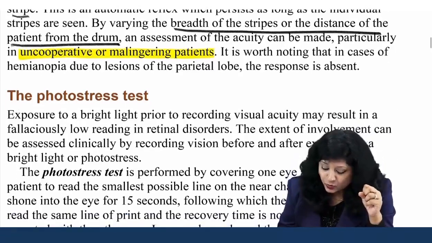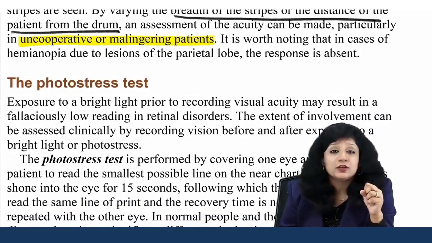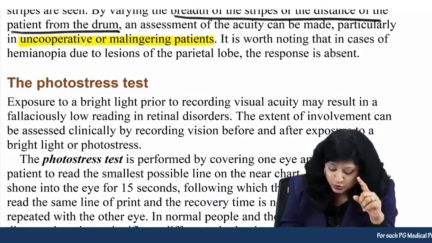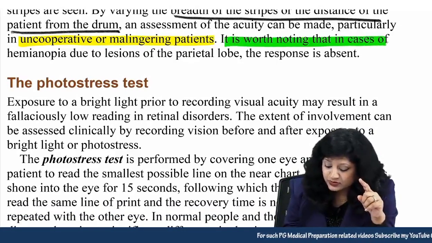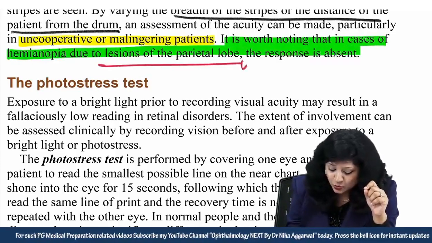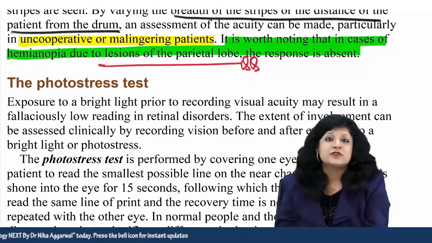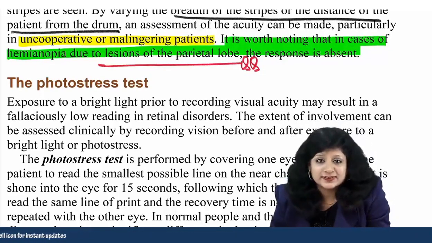It is worth noting that in cases of hemianopias, due to the lesions of the parietal lobe, the response is absent. So the important thing is that this response, nystagmus, will be absent in people who are having the parietal lobe lesion. So I hope this is very, very clear how to measure the visual acuity in the special cases.